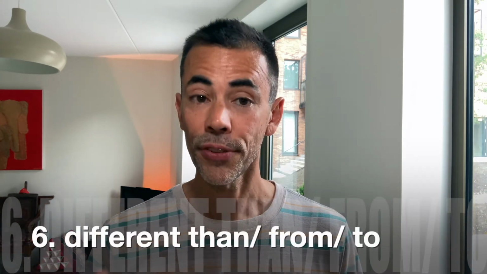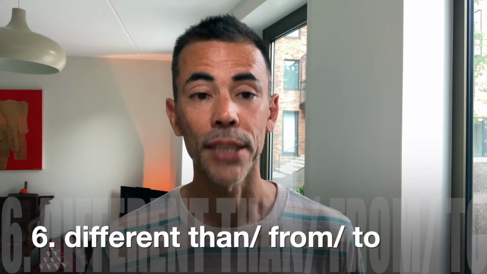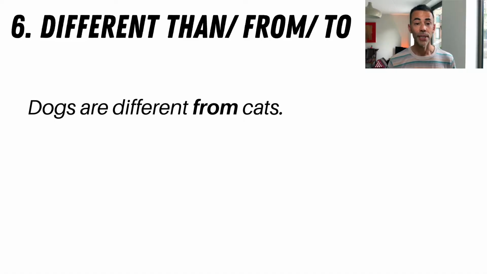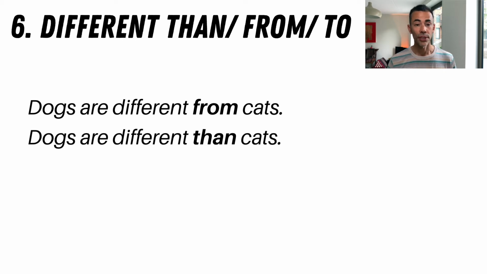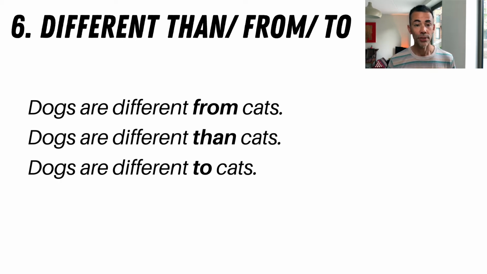Sometimes we even misuse words or phrases simply because we hear others use them incorrectly. For example, number 6, different than, different from, and different to. Here they are in sentences. Dogs are different from cats. Dogs are different than cats. Dogs are different to cats.